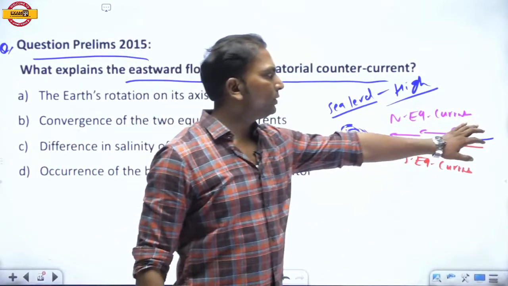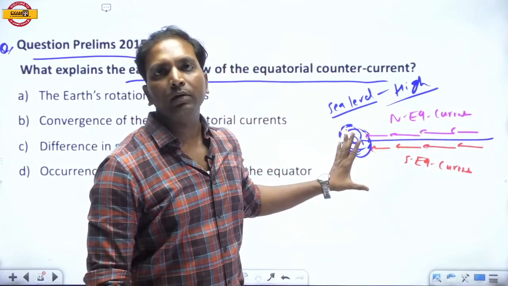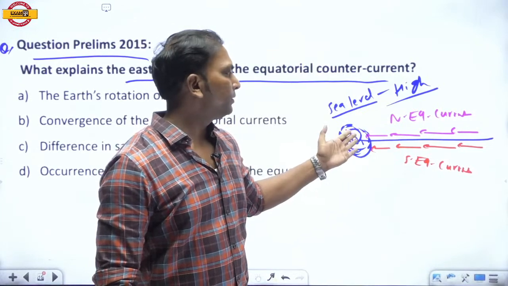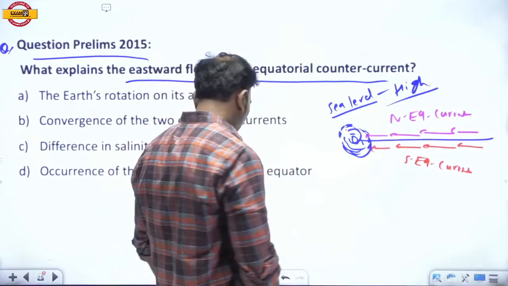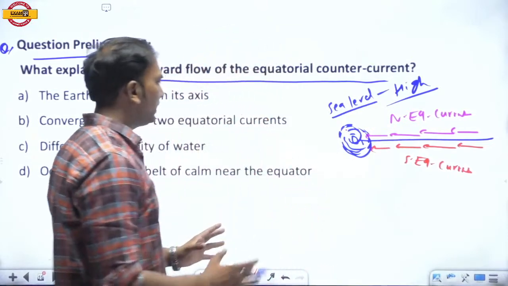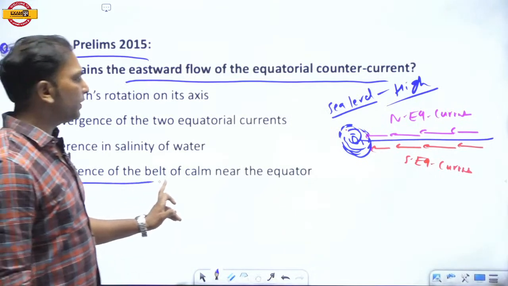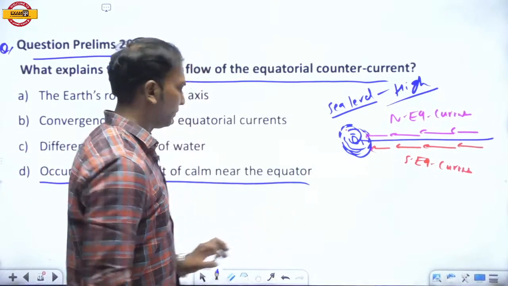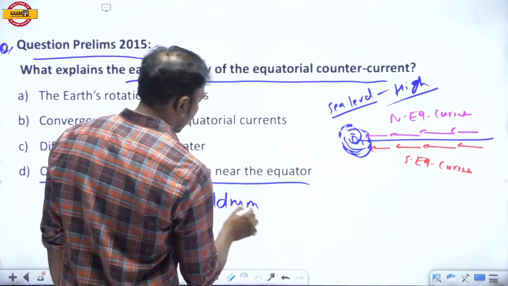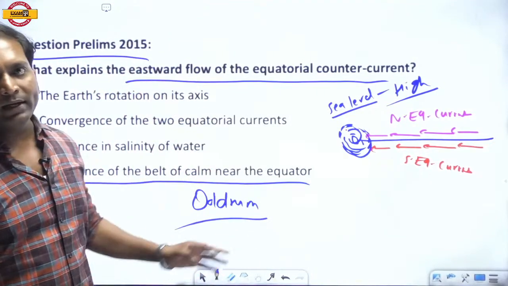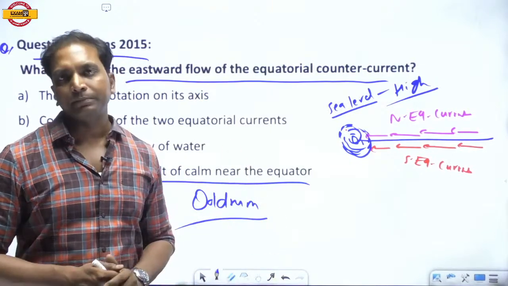This side is a lower sea level, and this side is a higher sea level. So you can see these are the zone of doldrum. The occurrence of the belt of calm near the equator is the doldrum. There are no horizontal winds blowing in this region; there is a lack of trade winds.